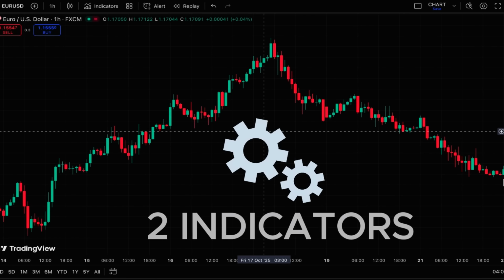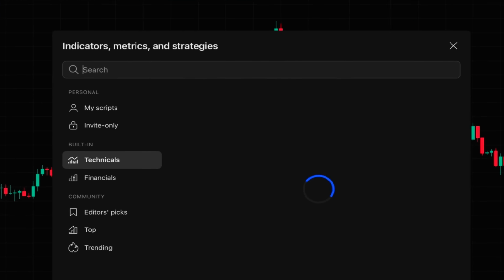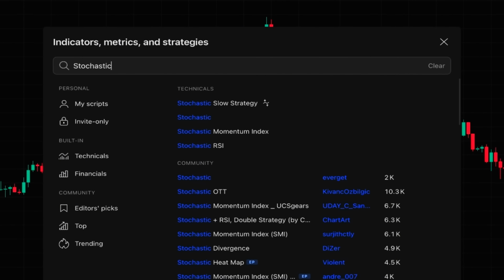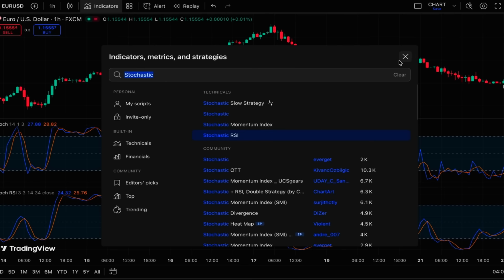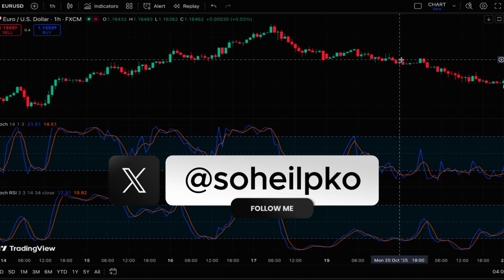Alright, we need to add two indicators to our chart. So here we click on indicators and we search stochastic. This one, which is a built-in indicator on TradingView platform. And the other indicator that we need is stochastic RSI. This one, which is also a built-in indicator on TradingView platform. Alright, we already have the two indicators on our chart, but we need to change their settings.